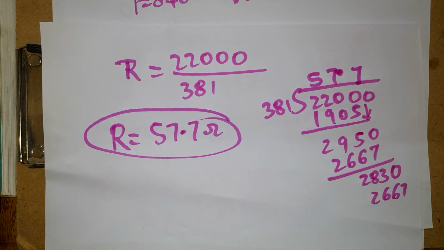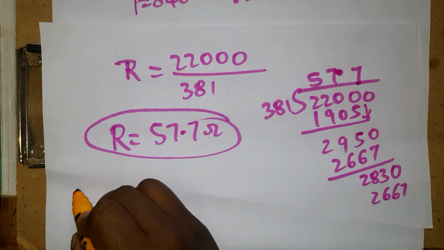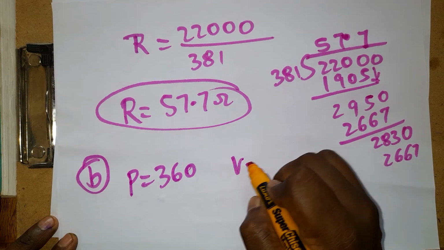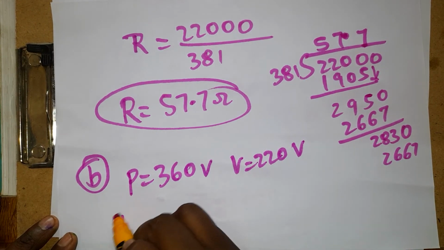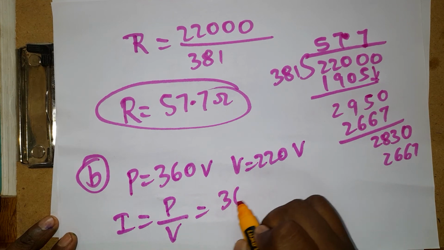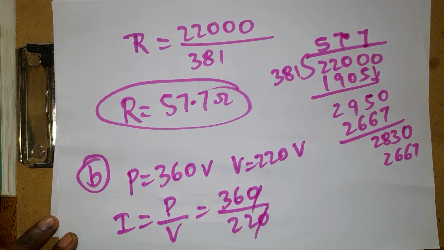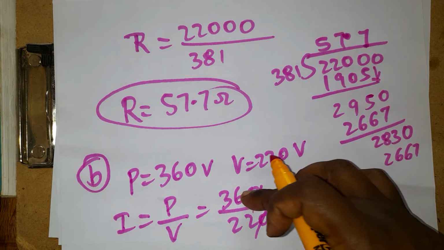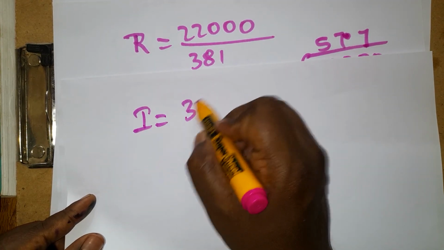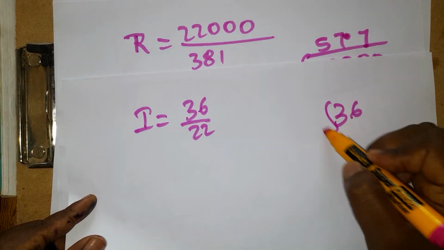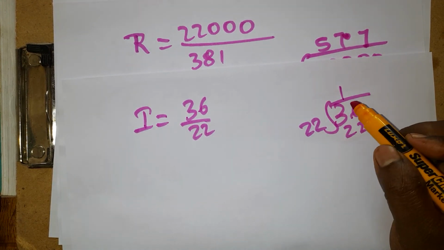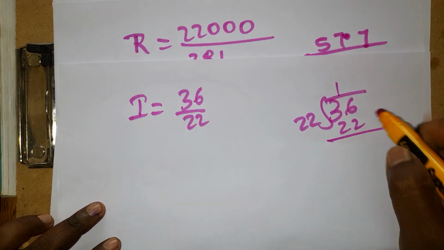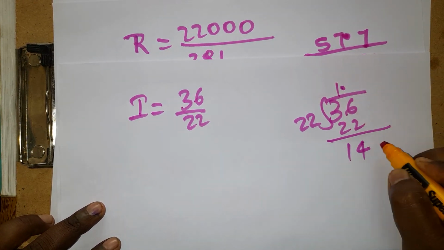Now case 2, section B. Power is given, power is 360, voltage is 220. Now current is equal to P by V. 360 divided by 220, cancel the 0: just division, 36 divided by 22 will give us I. 36 divided by 22 will get 1 time. Normal calculation only I am doing, you also can do. You will get the exact answer.